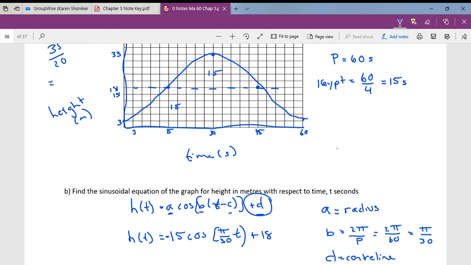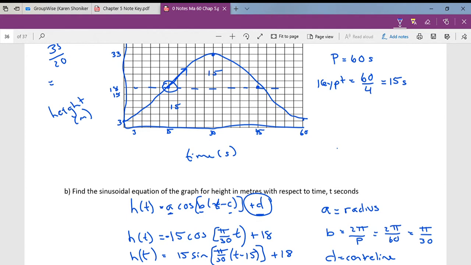Now, I always use cosine. If you wanted to do this as a sine curve, you could. It's going to have the same amplitude, the same B value, and the same D. The only difference is that for your sine curve, you're going to look at where it's in the middle and goes up. So if you look here, this is where your graph is in the middle and then goes up. So you would say that it's a phase shift to the right 15. I prefer to use cosine, but if you wanted to, you could use sine.